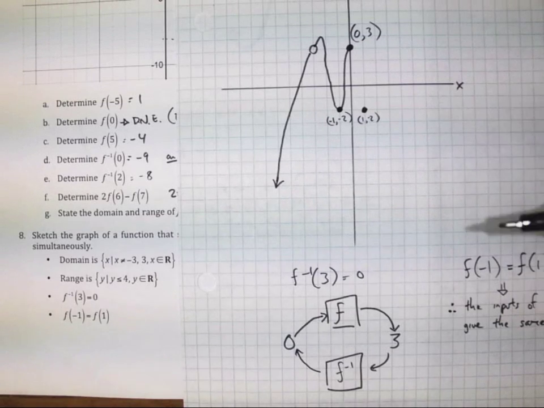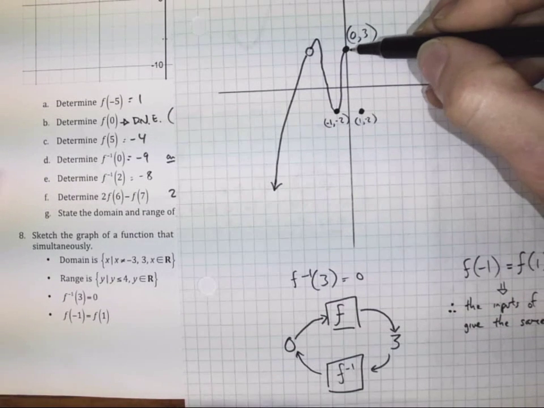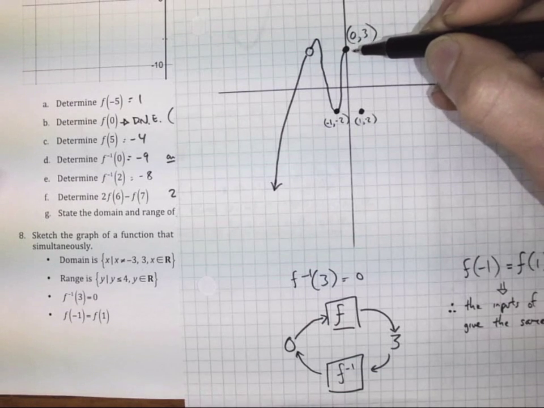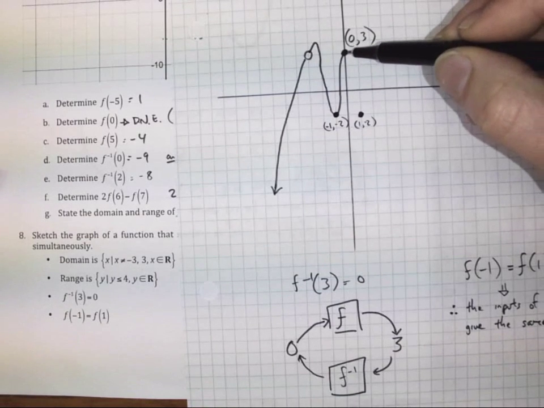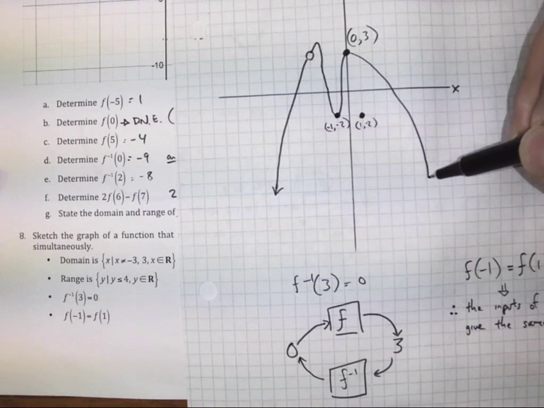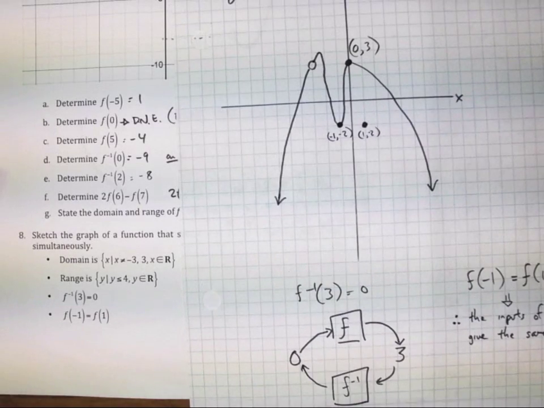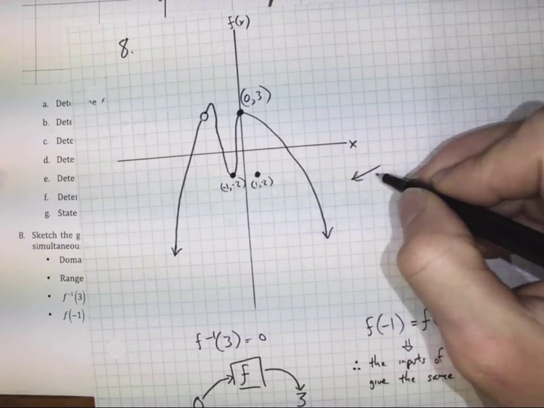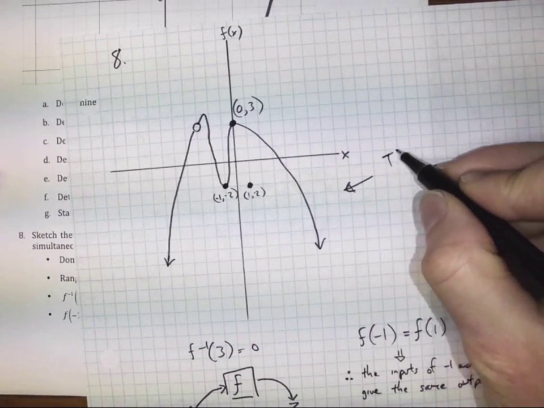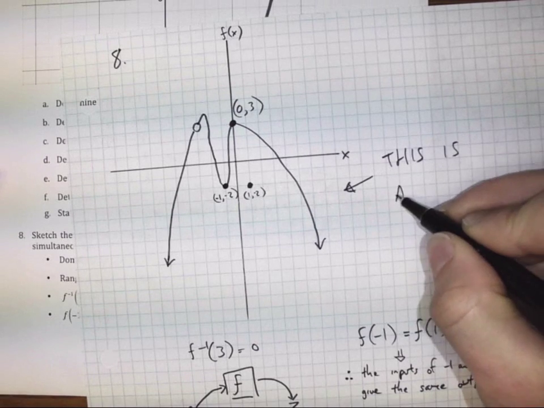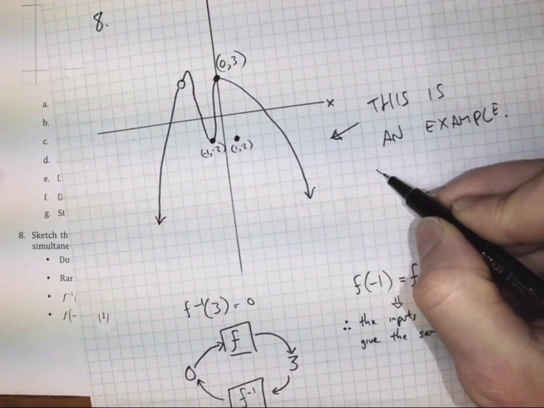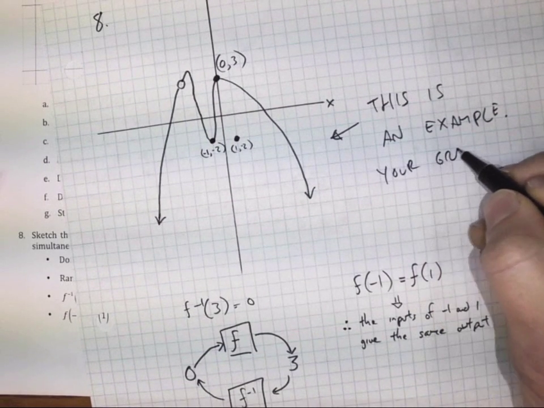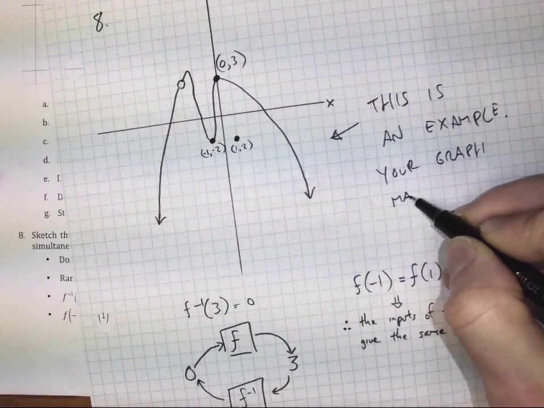This side, I think I'll have it do something different. Oh, you know what? I don't want to make it too confusing, so I'll just have it go down to negative infinity. All right, there we go. I'm going to make a note here, if you're just looking at the PDF: this is an example. Your graph may differ.